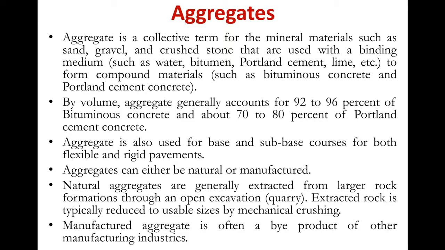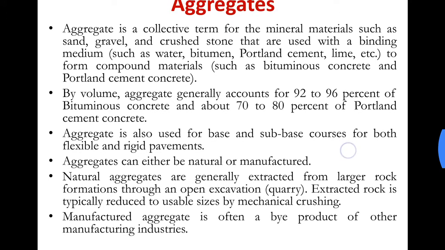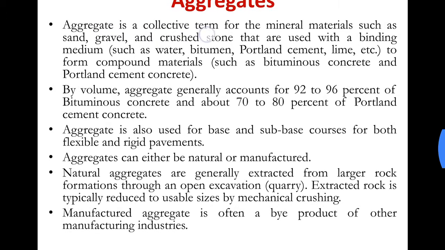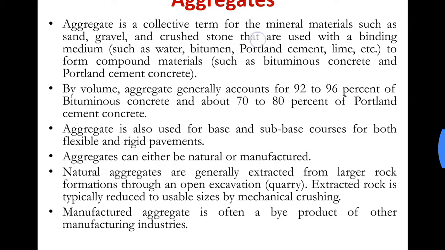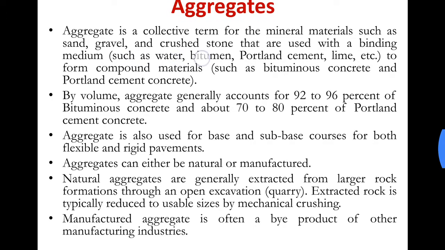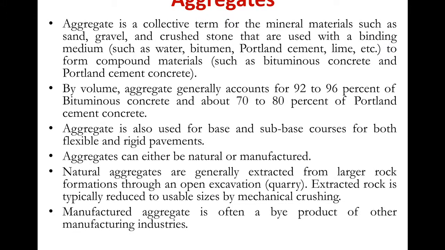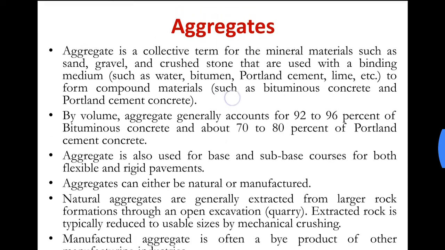We'll now move to the next topic, that is aggregates. Okay. So basically, what are aggregates? Aggregate is a collective term for the mineral materials such as sand, gravel, crushed stone that are used with a binding medium such as water, bitumen, Portland cement, lime, etc. to form compound materials such as bituminous concrete and Portland cement concrete.